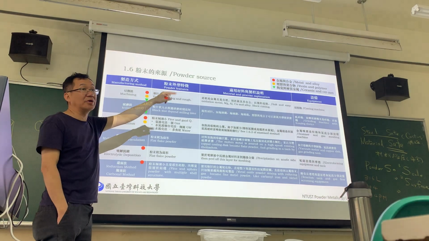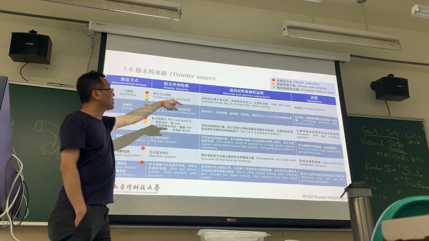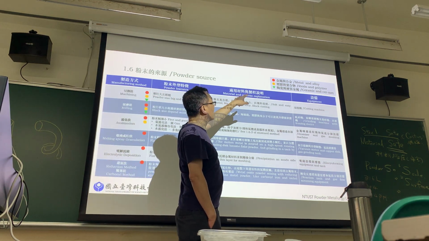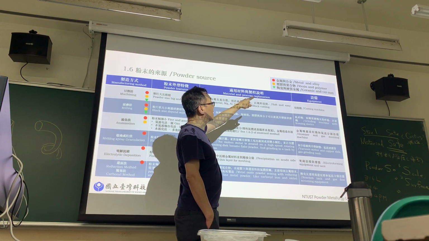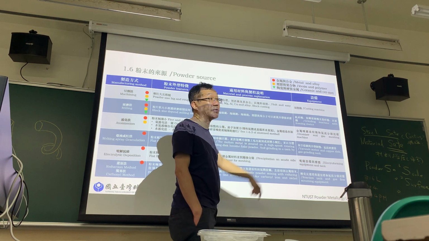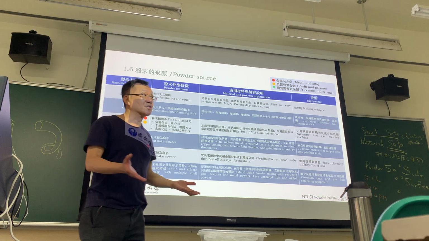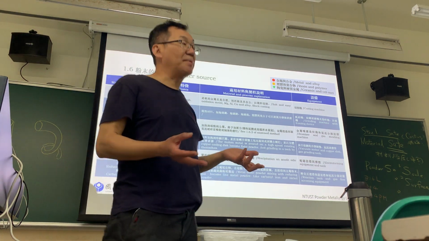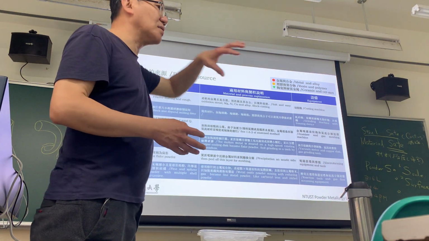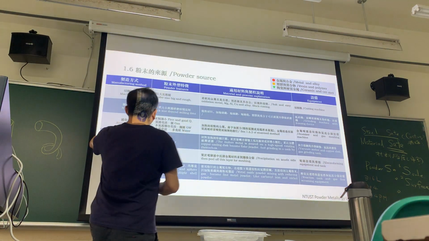Metal and alloy, but not high temperature. Yellow is plastic, resin, and polymer, and the green triangle is ceramic and hard metal. Why? Because hard metal is very difficult to melt, so we need to use chemical reduction and grinding. So there are many different ways.